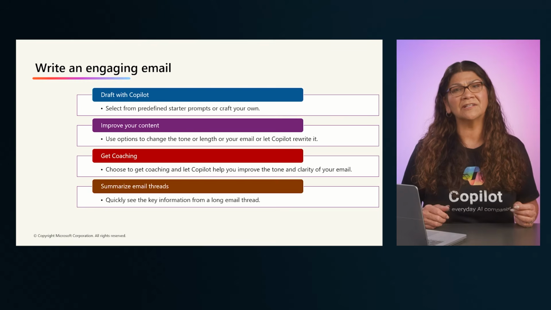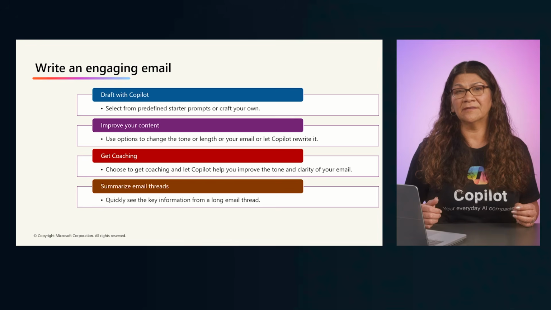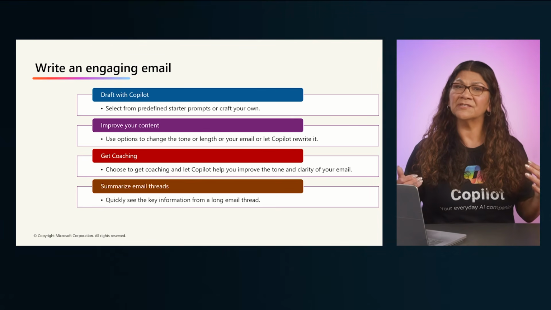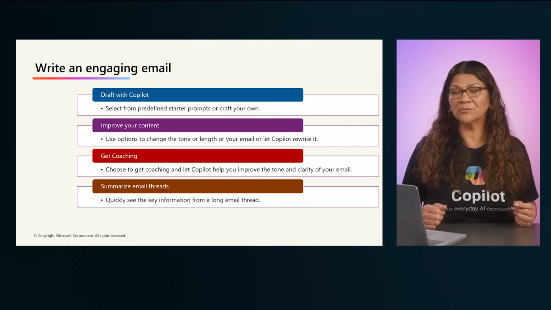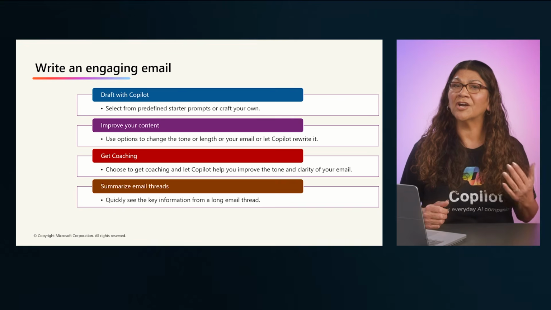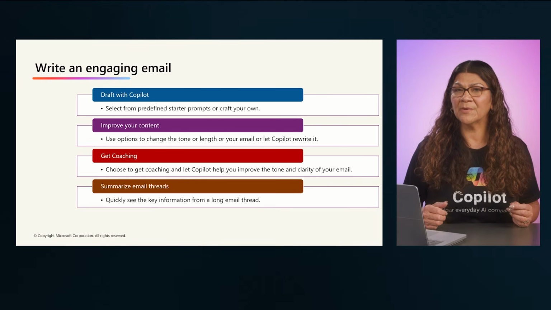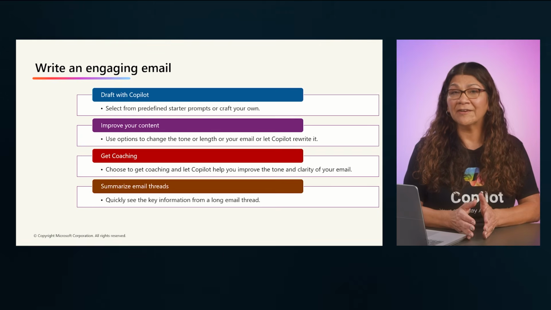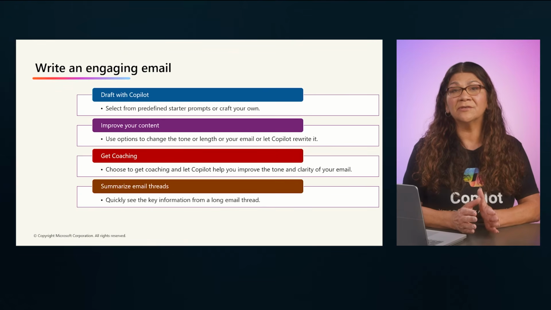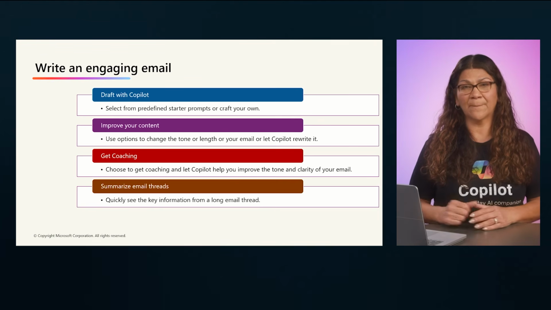For example, a project lead needs to send a critical update to stakeholders after a long email thread, and instead of rereading every message, they can ask Copilot to summarize the thread, draft a concise and professional response, and adjust the tone to sound confident and collaborative. Within minutes, they send a clear, well-structured email that reflects the full context of the conversation. By combining drafting, content improvement, coaching, and summarization, Copilot users communicate with confidence while saving significant time and effort.